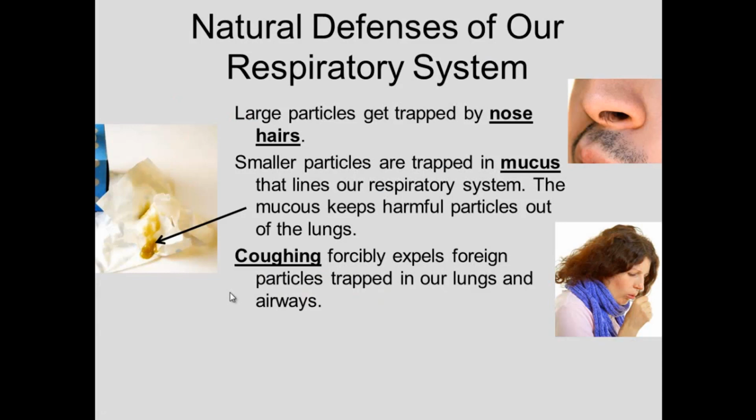There are some natural defenses of our respiratory system, and one is the hairs in your nose. You can see the hairs in through there. They trap things and prevent insects from climbing in there. Also, there's mucus, and the mucus helps trap things that go inside. It also has antibodies in it. Here we see some mucus, not to be handled, but you can see it there.